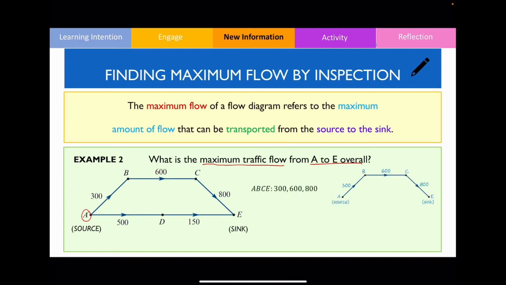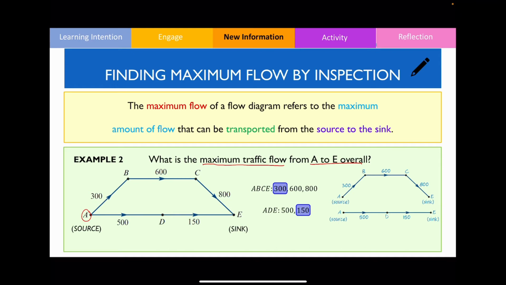So one of the ways is by going through vertex A, B, C, and E. In the very first pathway, the maximum amount of cars that can go through this particular route is going to be 300 cars. Another way of going from A to E is by going through vertex D. So if you go through that particular pathway, the maximum amount of cars that could go through that road is going to be 150.